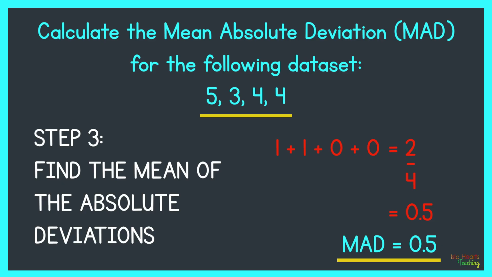Simply put, our calculations show that the average distance of all the data points in this dataset from 4 is half.